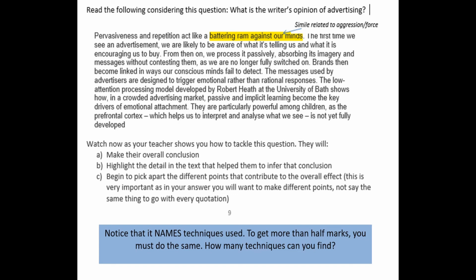How is the writer's opinion inferred? How is it suggested based on the wording used? Once again, I'm going to read this example out to see how we go.